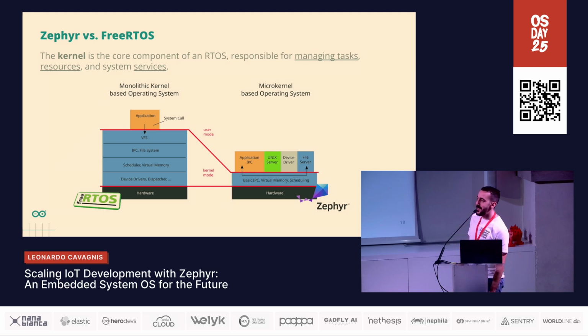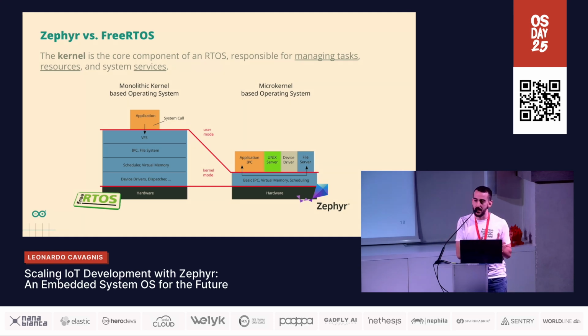Okay, but why is Zephyr so powerful? Because the kernel is a microkernel. What is a kernel? The kernel is the core component of an IoT OS that is responsible for managing tasks, resources, and services. Zephyr has a microkernel. It means that the microkernel implements only the essential stuff, and then if you want to add peripherals and other stuff, you have to add them. So it's the modularity feature of Zephyr.